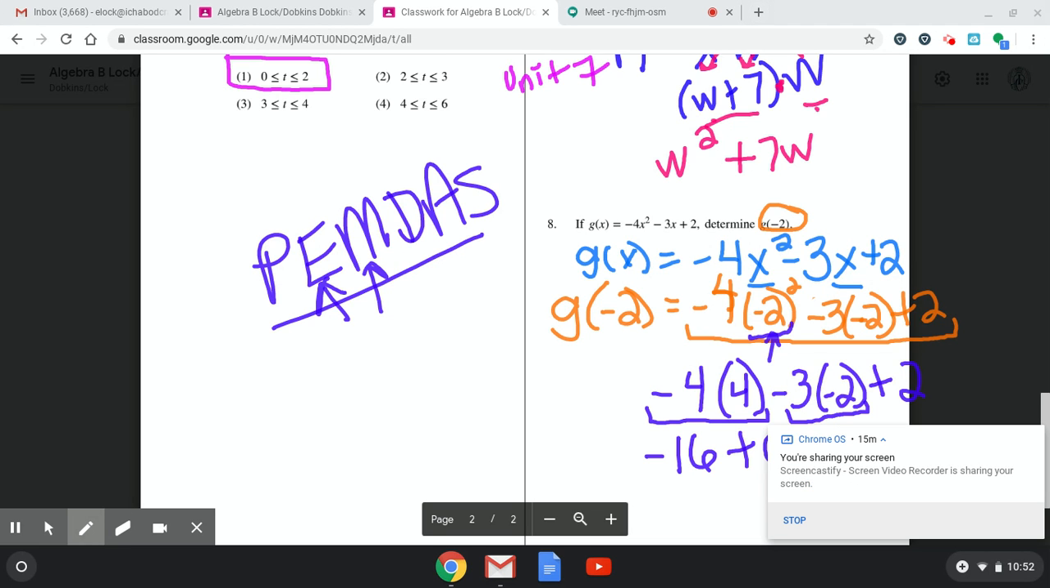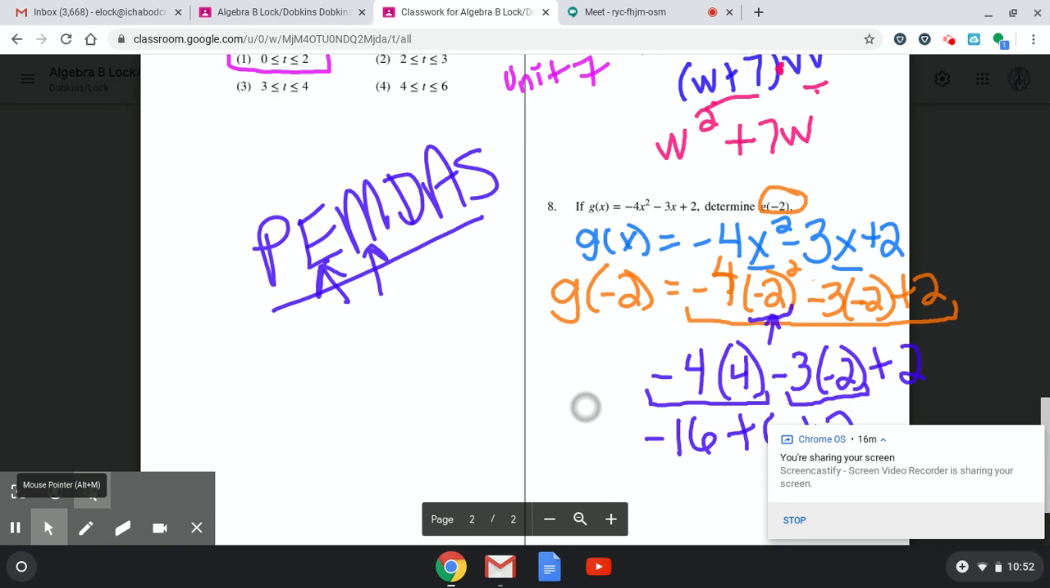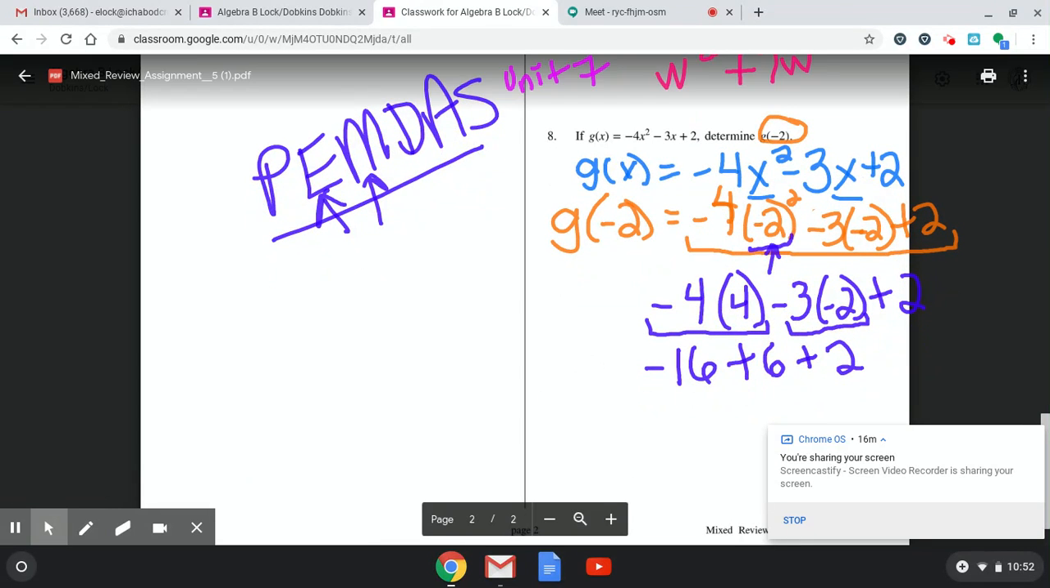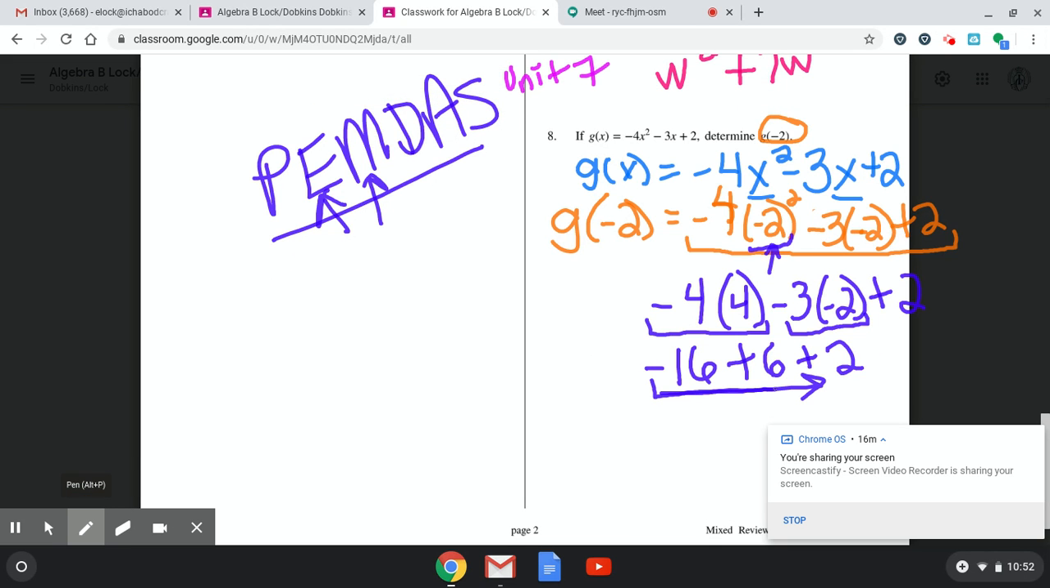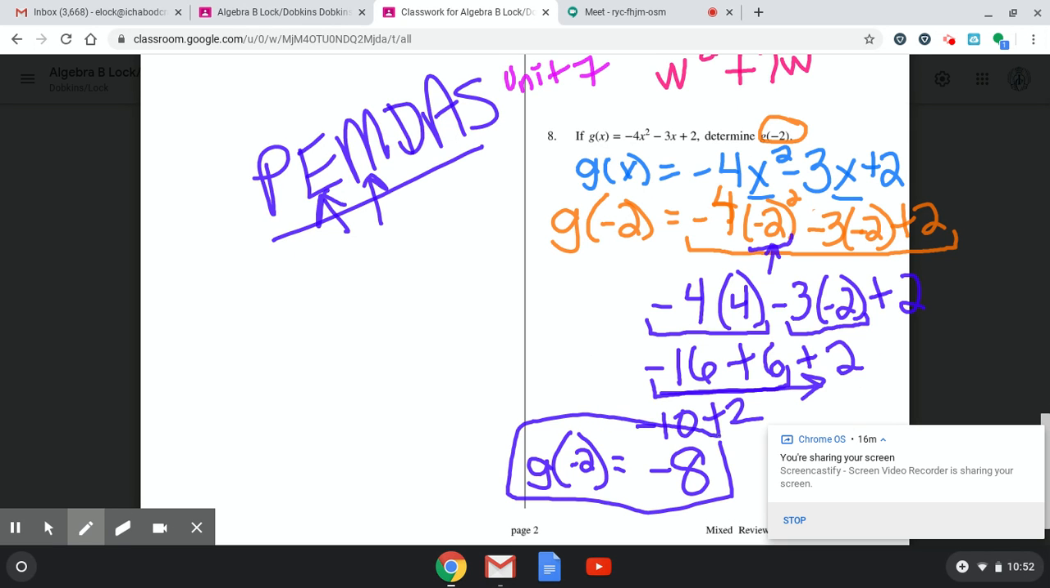And here we have to add and subtract. We add or subtract from left to right. So -16 plus 6 is -10. Add 2 more gives us an answer of -8. So g of -2 is a solution, y value of -8 is our final answer. So again, we inputted -2 and we got out -8.